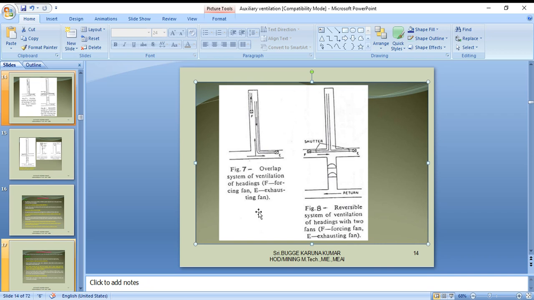This is one model. This is another one, reversal system of ventilation of heading with two fans, forcing fan, the exhausting fan. This is a suction. There are two forcing fans used here. This is going inside, and also the same fan will serve as an exhausting system also. This is the reversal type. The doors are erected here.